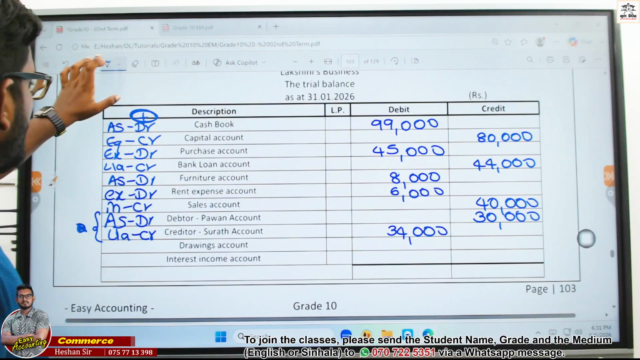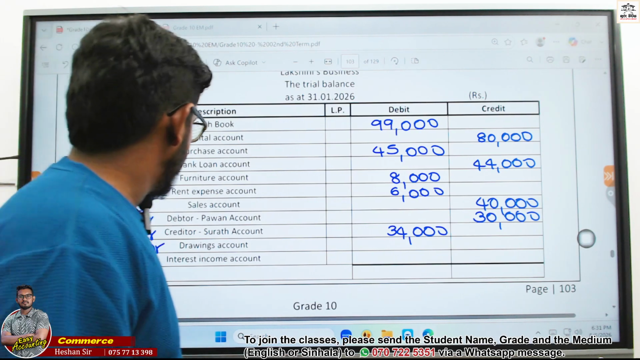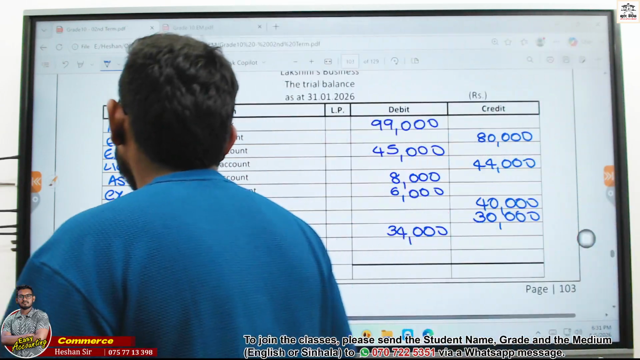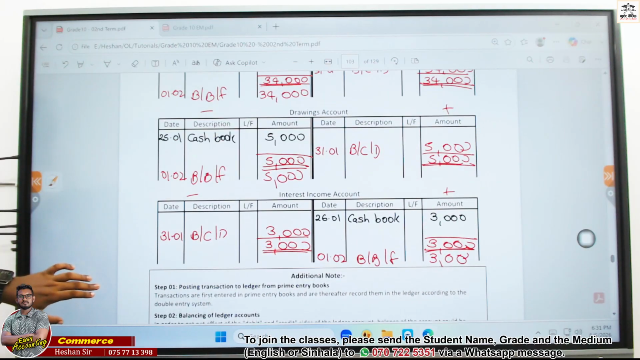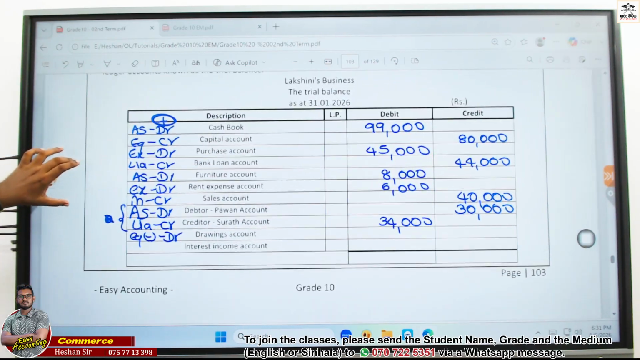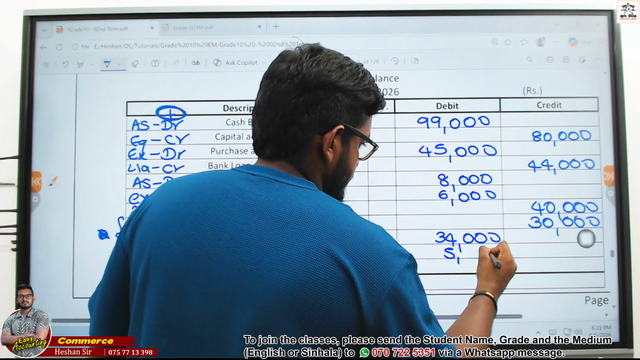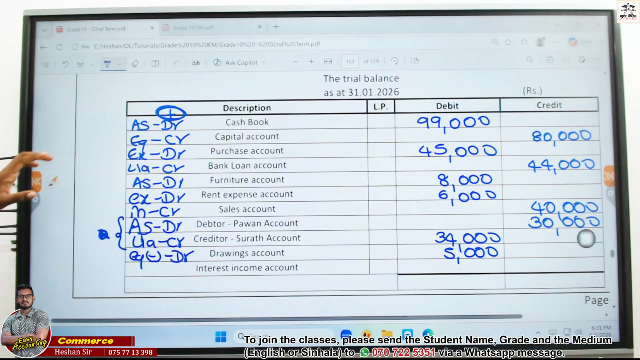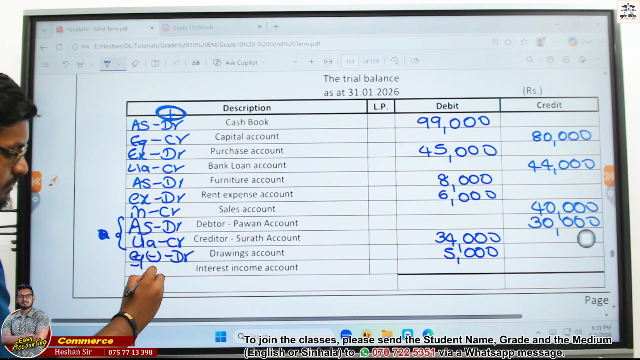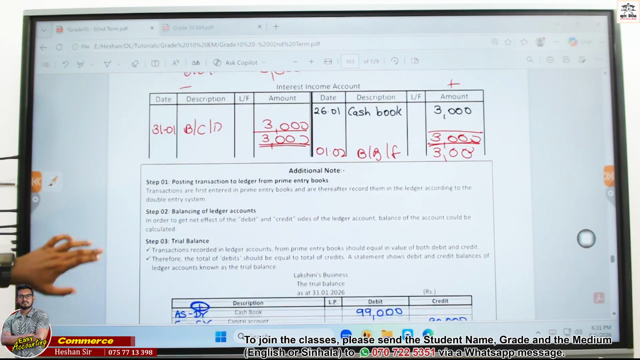Next one, drawings account. Drawings account is an equity decreasing account. Equity decreases on the debit side. Remember, I told you drawings account is an equity decreasing account, right? So the balance should go to debit. So drawings account balance is 5,000. Last one, interest income account. It is an income account. The balance goes to the credit side, right? Interest income account, how much? 3,000.